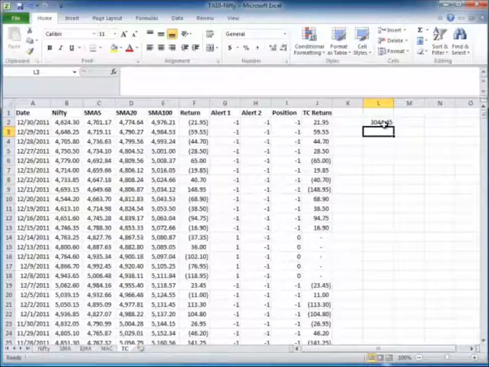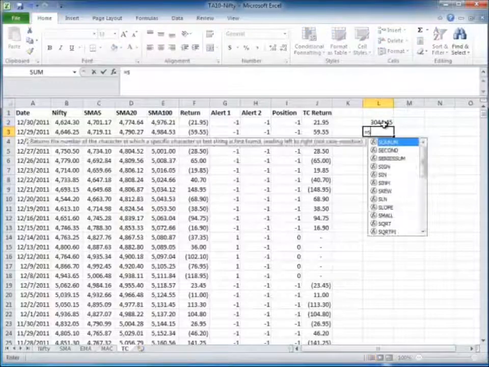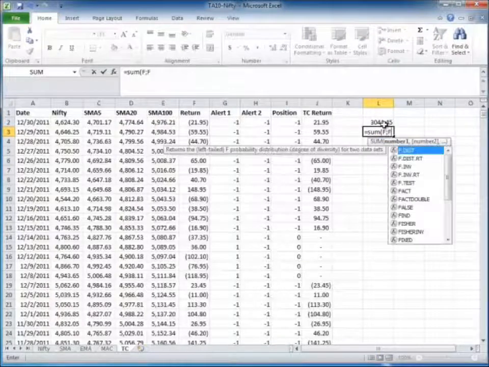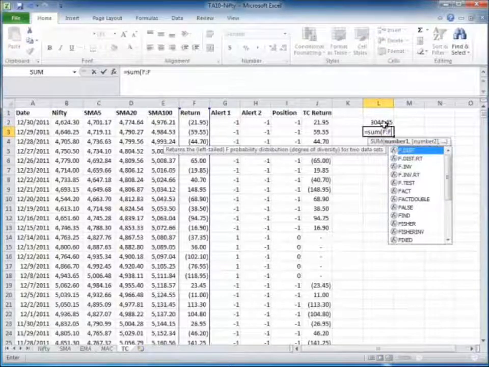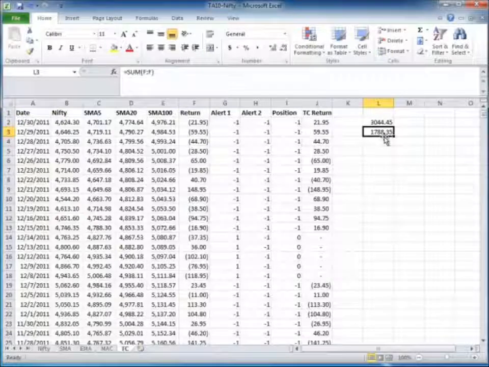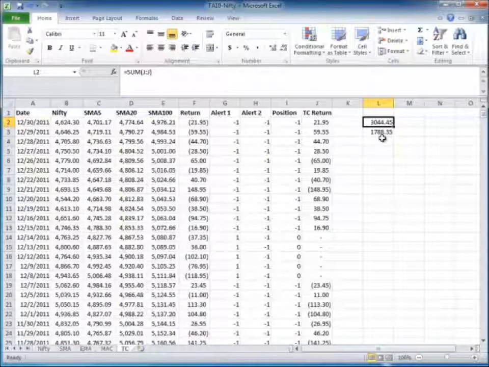So if I were to sum, let's say, column F, which is the buy and hold return, I get less, right? I get 1,788 from doing a buy and hold, but I get 3,044 from doing this triple crossover strategy. So in this case, you can see the triple crossover very clearly dominates the buy and hold. It also definitely dominates the moving average crossover strategy we saw before.